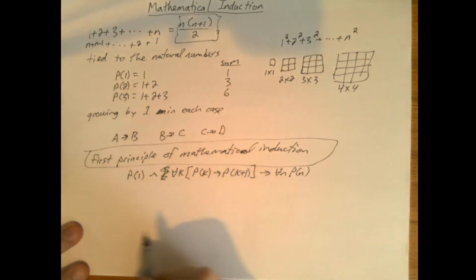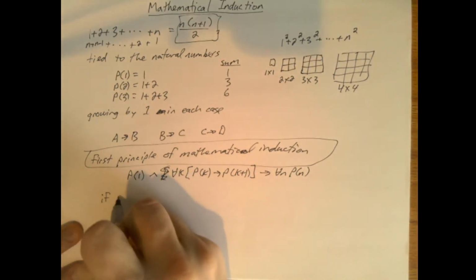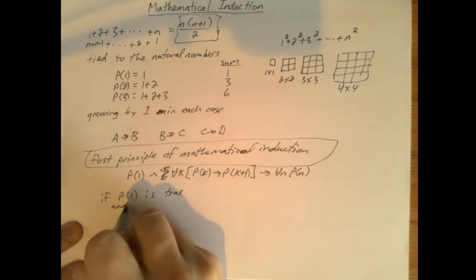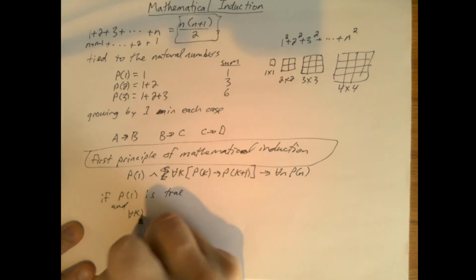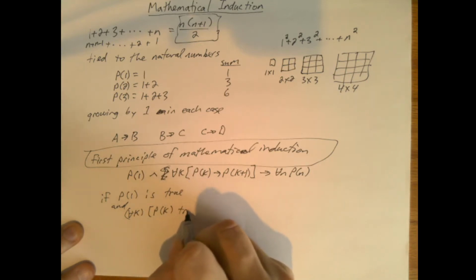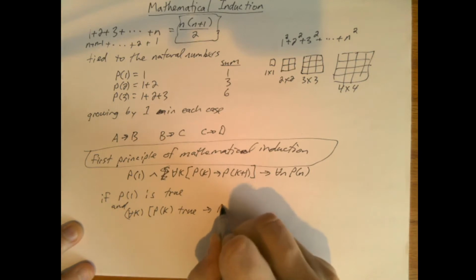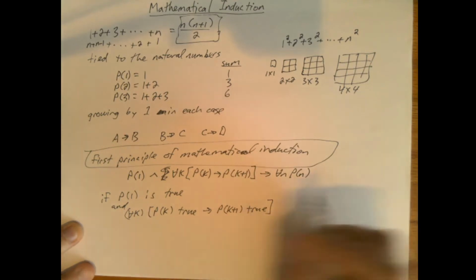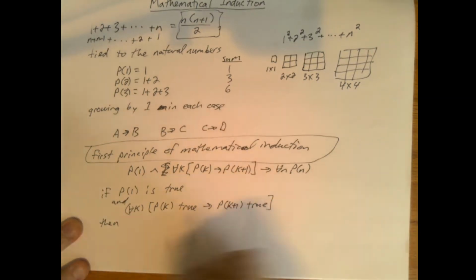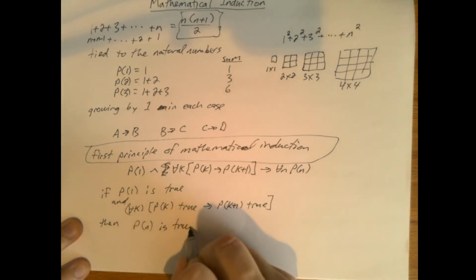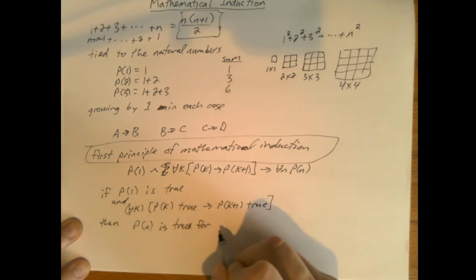So what does that mean in English? Well, it says that if P of 1 is true, and for all k, P of k being true implies P of k plus 1 is true, then P of n is true for all positive integers n.